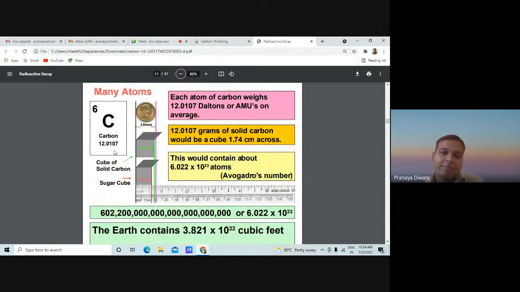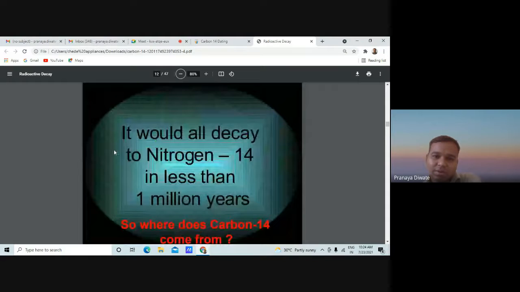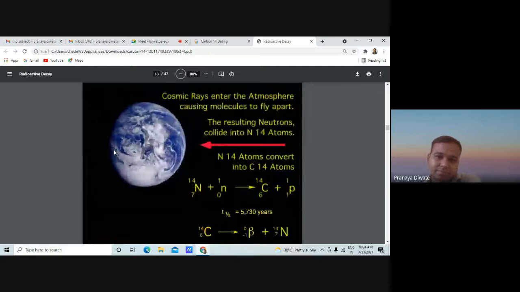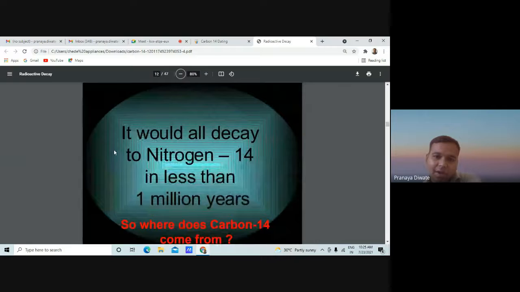So you have many atoms of carbon. Each atom of carbon weighs 12.0107 Dalton or AMU on average. This would contain about 6.022 atoms. Carbon has isotopes C-12, C-13, C-14. Now, carbon-14 would all decay to nitrogen-14 in less than 1 million years.